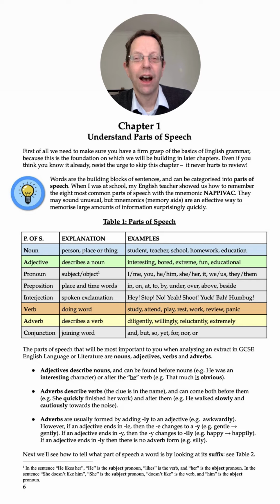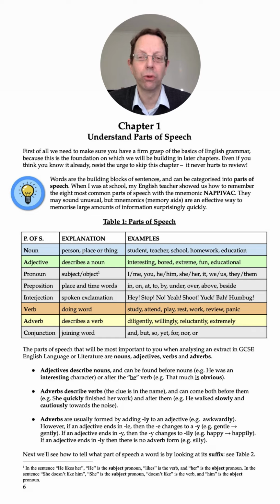Chapter 1, Understand Parts of Speech. This is very important to start with the basics because parts of speech are the individual words which we use in sentences, and you need to be able to identify them in GCSE English. If you look at the table, I've listed 8 different parts of speech and they're in a special order and they form the word nappy-vac, which is a nonsense word, but it helps you to remember the order of noun, adjective, pronoun, preposition, interjection, verb, adverb, and conjunction.